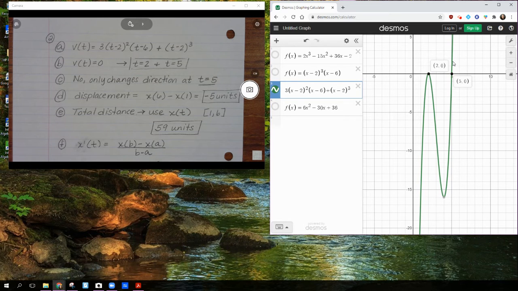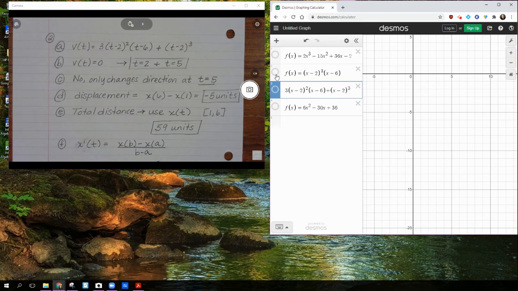Letter D is asking you displacement. So you're just going to plug right in. We get -5 units. Letter E is asking you total distance. So I would use the position graph for this. Okay, so here's your position graph.